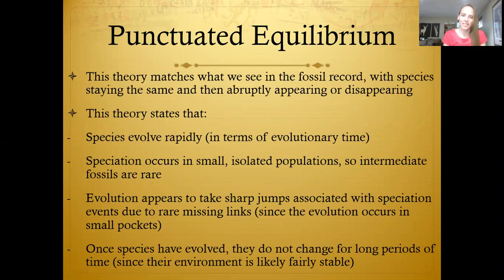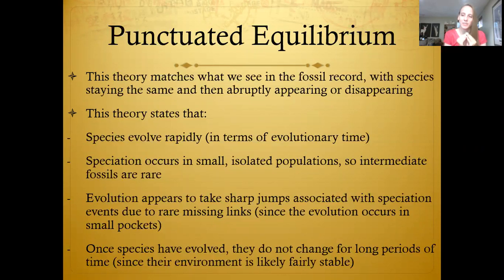The other theory is called punctuated equilibrium, and this one is based on what we actually see in the fossil record, where a species stays the same and then very abruptly changes. This theory says that species evolve really rapidly in terms of evolutionary time, so that it's happening over hundreds or thousands of years, not tens of thousands of years.